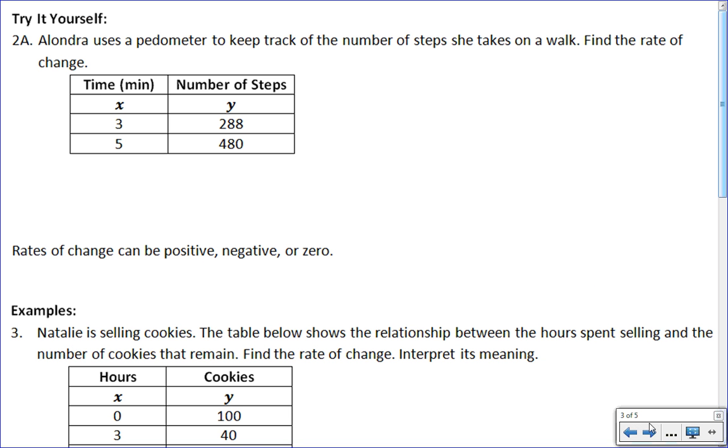The try it yourself problem on the back of this page is similar. You have a table and you're trying to find the rate of change. So pause the video and work through try it yourself 2A. When you're ready to check your answer, go ahead and hit play to compare your answer to mine. Okay, and the rate of change for this table, we should have gotten 96 steps per minute.